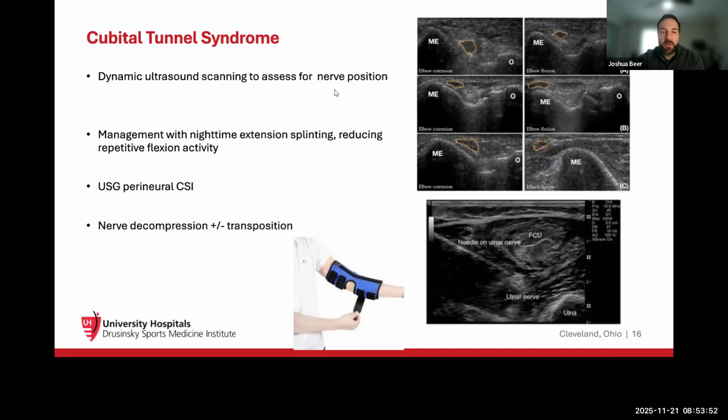Management initially is going to be nighttime splinting. Again, when you have that fetal position at nighttime, it puts increased strain on the nerve, where an extension splint can offload that. And then if they're doing a lot of activities that require repetitive flexion of their elbow, trying to nullify that. A perineural injection can be diagnostic as well as therapeutic. And then ultimately, if these fail, referring them to a hand surgeon to do an ulnar nerve decompression and transposition, where they essentially dissect down the nerve, bring it out of the cubital tunnel, and then suture it back down so it doesn't continuously snap in that area.